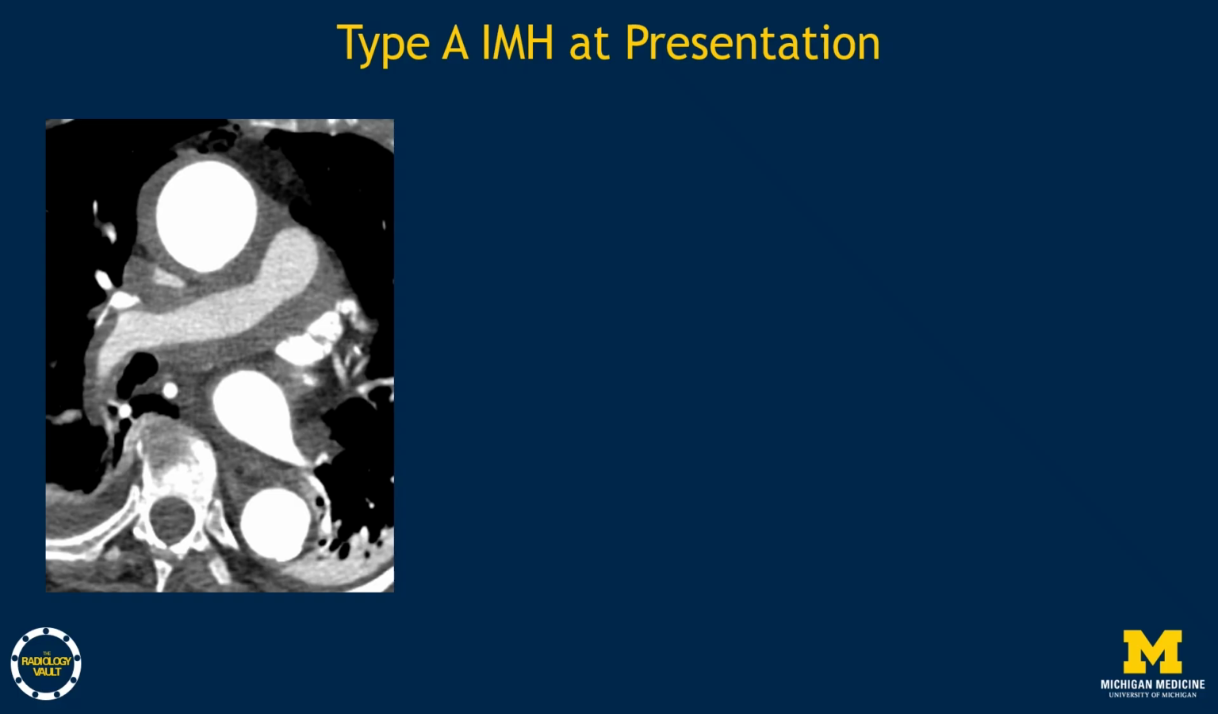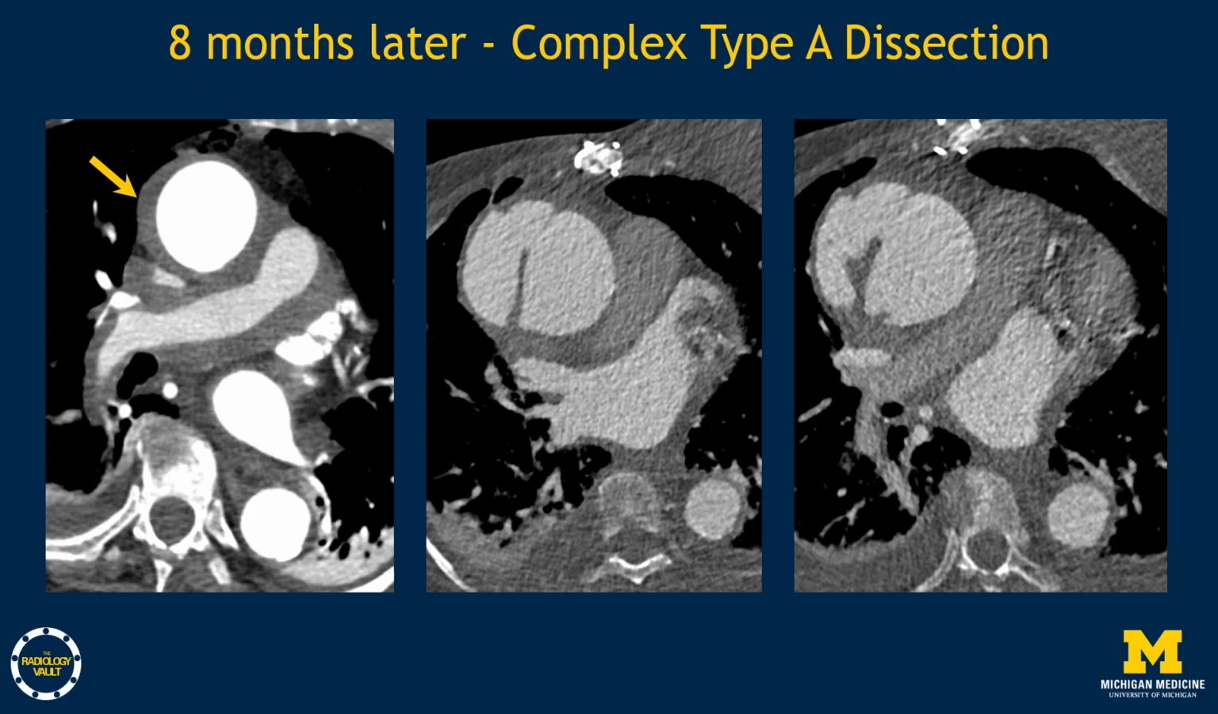In this patient with an acute intramural hematoma at presentation, this was the case that I showed you earlier, they did not undergo surgery because the patient was at very high risk for surgery, so they were followed closely. And at 8 months on the follow-up CT, this patient developed a complex aortic dissection with aneurysmal degeneration of the ascending thoracic aorta, and they did have to go to surgery at that stage.